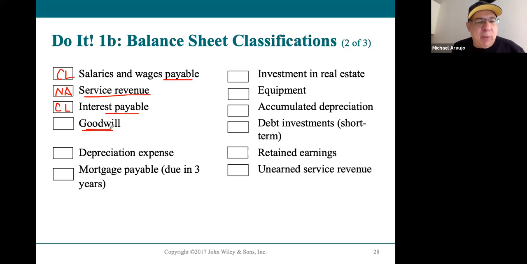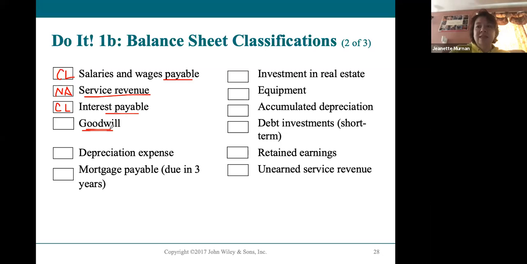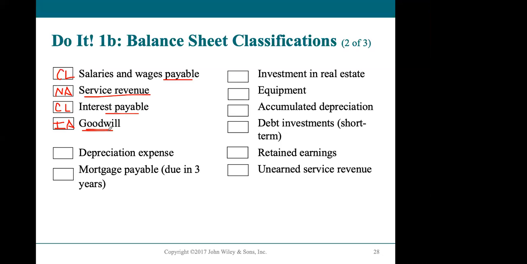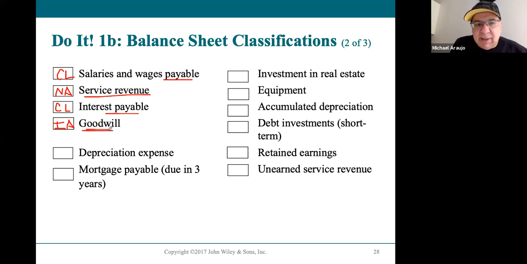So Jeanette, knowing that, where would you put this? It's an intangible asset. Right, it's an intangible asset. So intangible asset, and it's one of those interesting accounts. We're going to go into more detail in the future. Chapter 9 deals with assets in more detail.